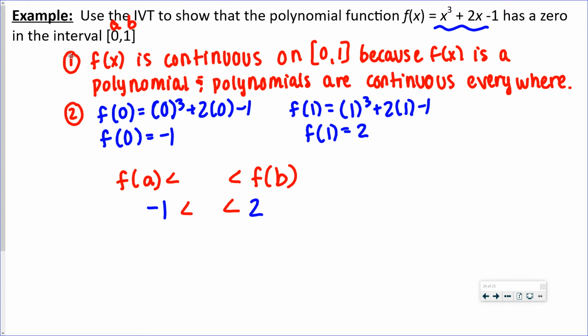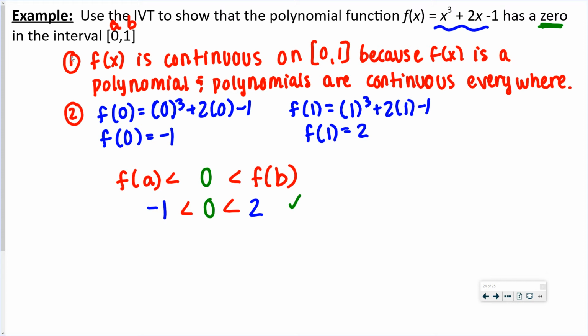So we need to show that a 0, now a 0 on your graph is an x-intercept, right? An x-intercept is a 0. So it has an output of 0. 0 is in between that interval, right? 0 is between negative 1 and 2, the outputs of my two endpoints.